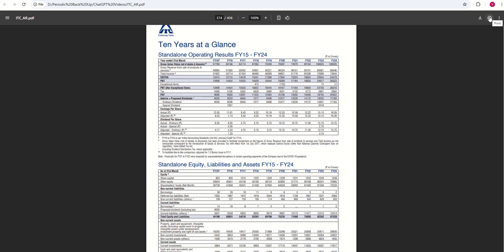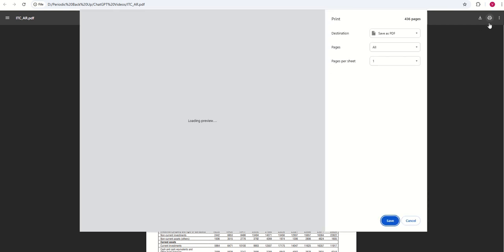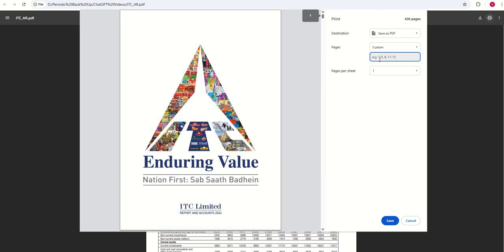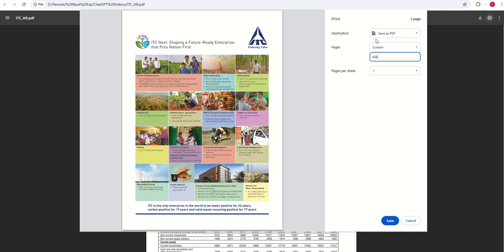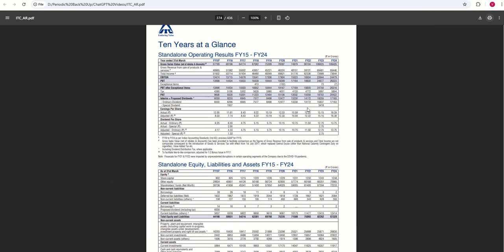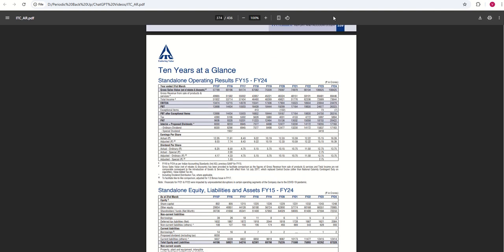So I'm just going to show how we will extract, which I have shown in the earlier videos. In case you have not seen it, go to print PDF, custom, and give the page number which you want to extract as a part of your analysis. So I am more interested in 430, which is the page number we saw. Page number 374. Sorry, 374.